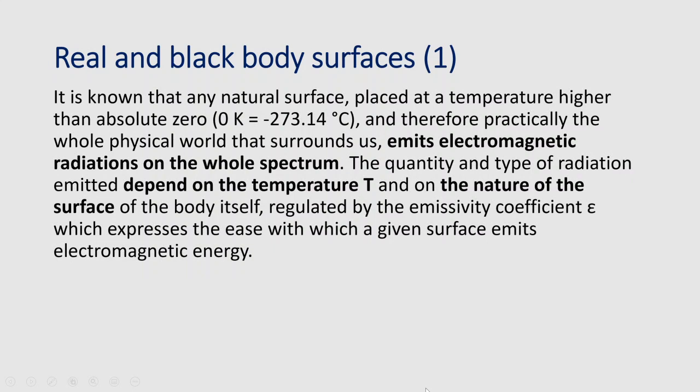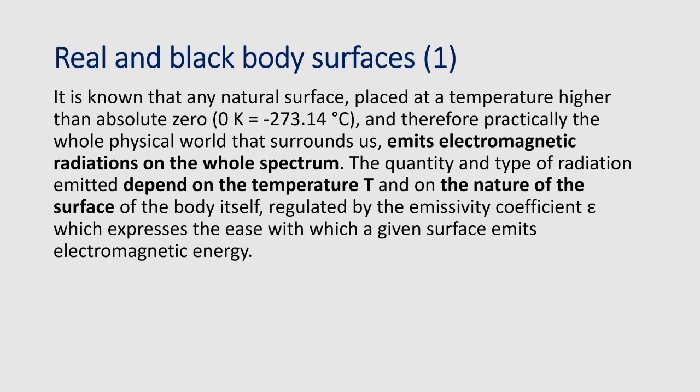What we need to introduce, before speaking about all the four laws, is that any natural surface placed at a temperature higher than absolute zero, which is equal to about minus 273 degrees Celsius, and therefore practically the whole physical world surrounding us, and of course everything that we have on the Earth's surface is in that condition, emits electromagnetic radiation over the whole spectrum.